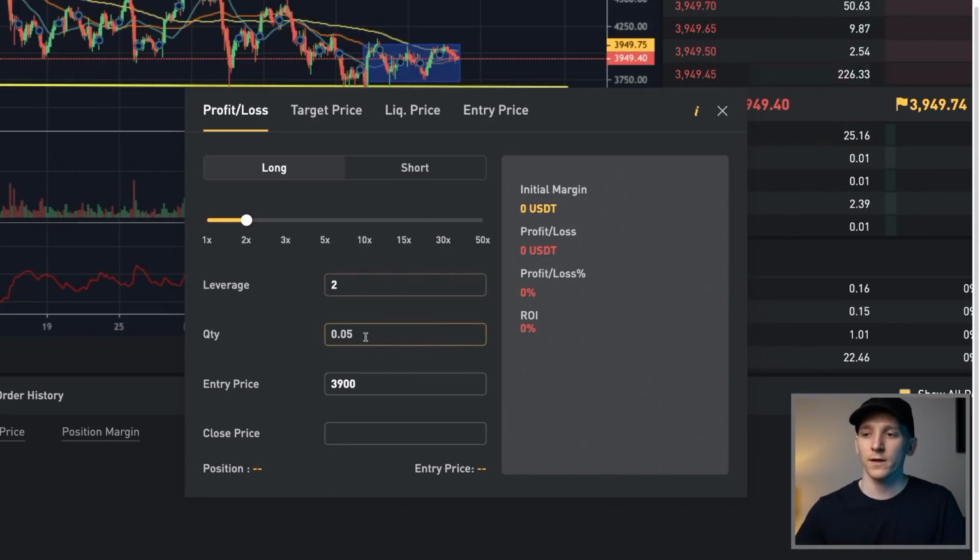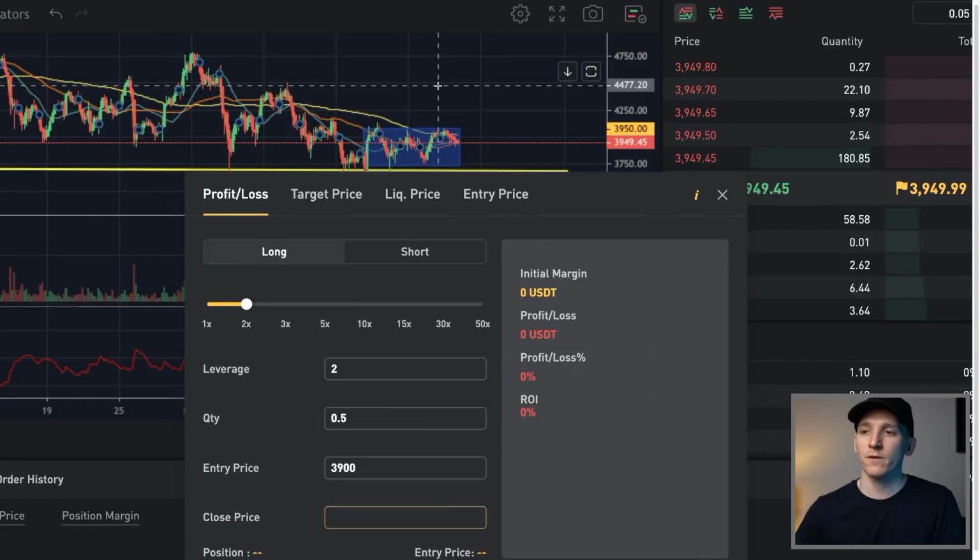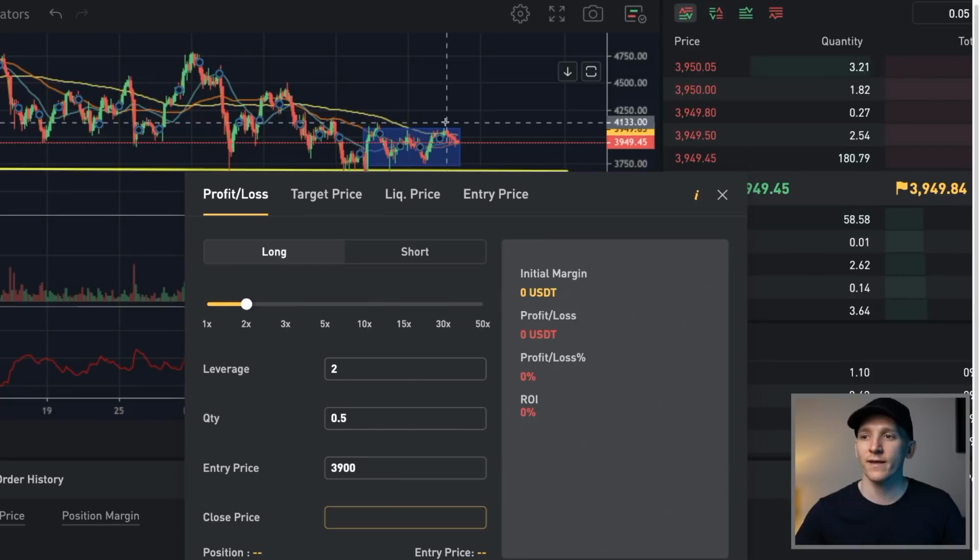And let's say I want to trade half an Ethereum. And the entry price, 3,900. Let's say we want to get in around this price. You can see the price is just coming down off of this resistance right here. So let's say we want to get in around 3,900 and the close price. So I've seen that the potential upside for this, if it goes bullish, is a potential retest of this level right here, which would be around about 4,500.